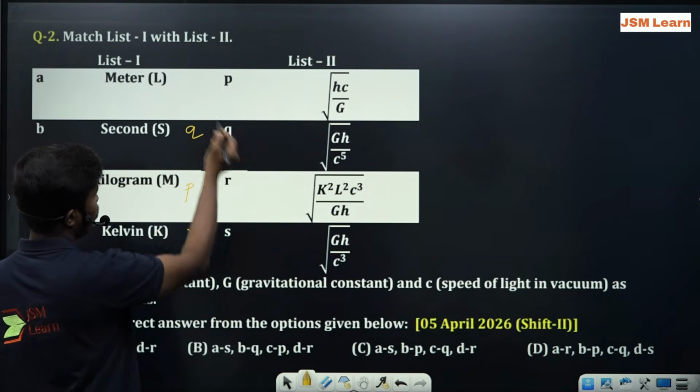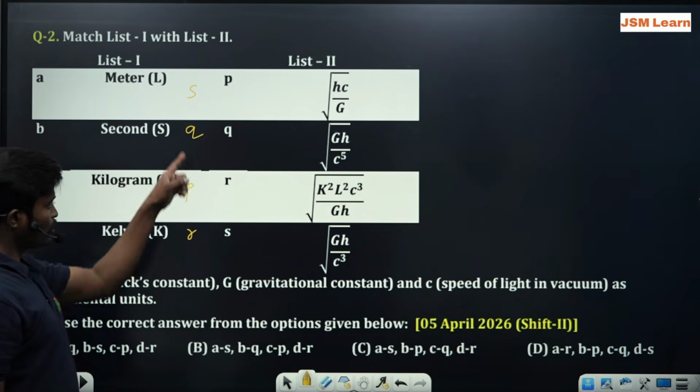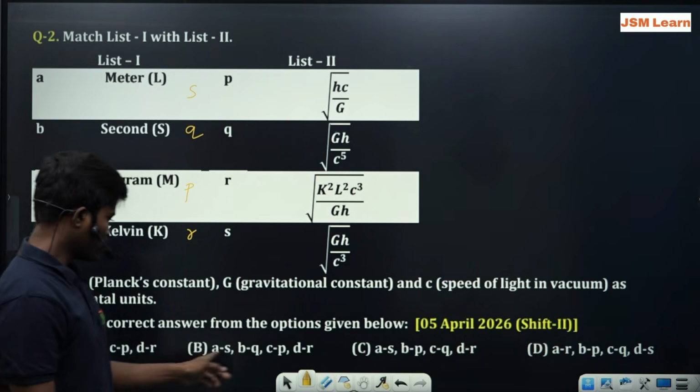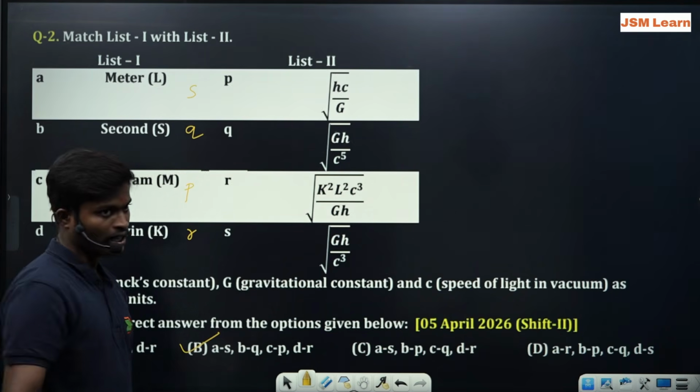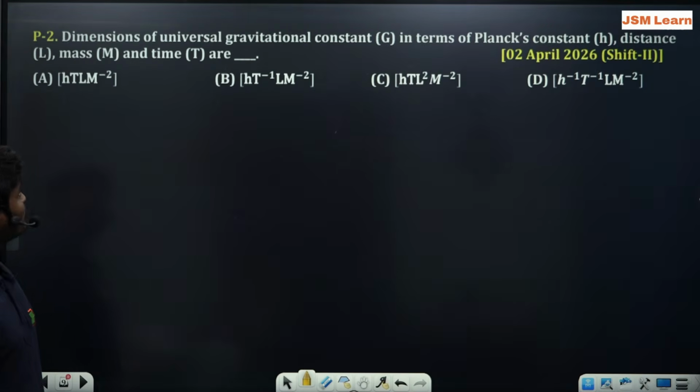So if you look at the options, the L is matching with S. So option S, Q, P, R we can choose. S, Q, P, R. Option B is matching correctly. Here comes the practice question.